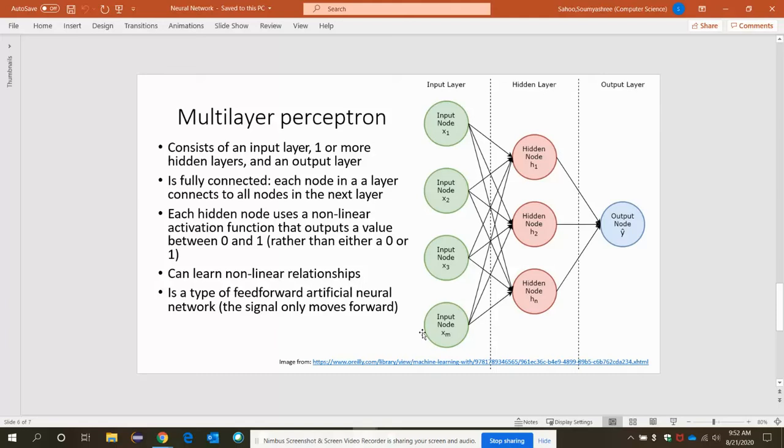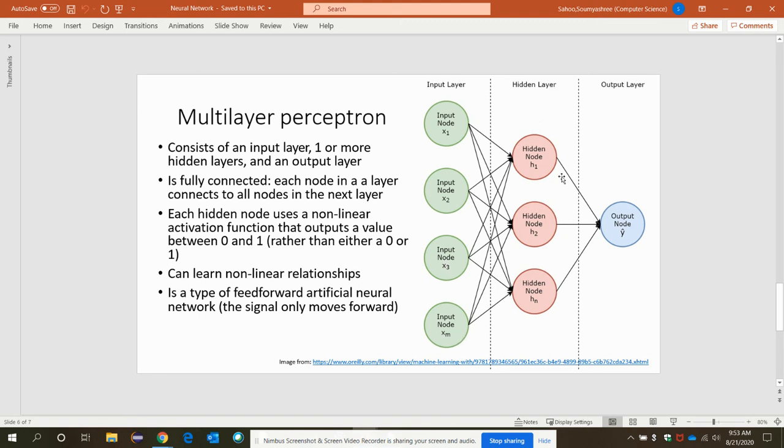If you see, it consists of an input layer with input nodes x1, x2, x3, xm, and an output layer y. These are all fully connected. All the input nodes are fully connected to all the hidden nodes, and each node in a layer connects to all nodes in the next layer. So input node x1 is connected to all the hidden nodes, input node x2 is connected to all the hidden nodes, and so on for x3 and xn.